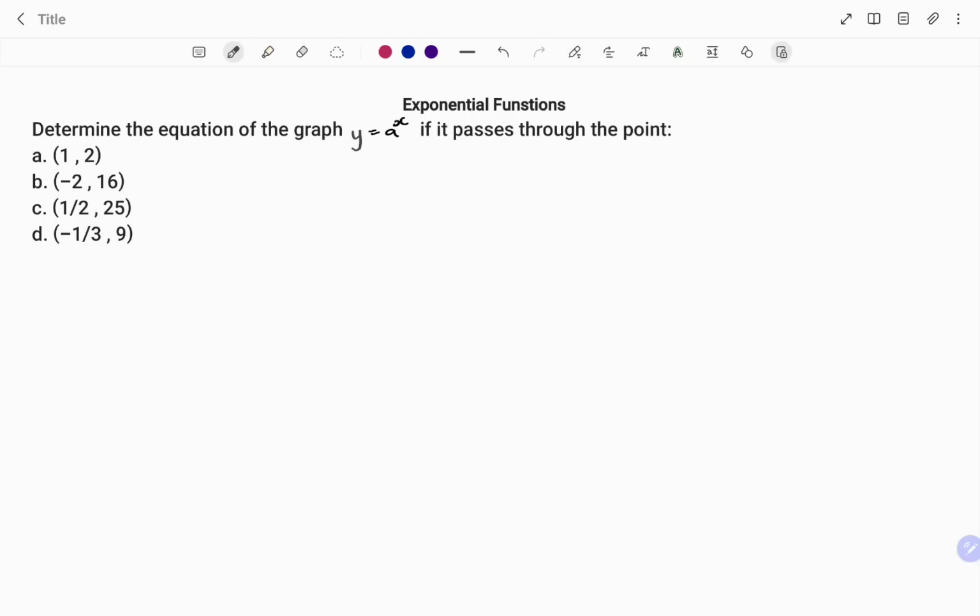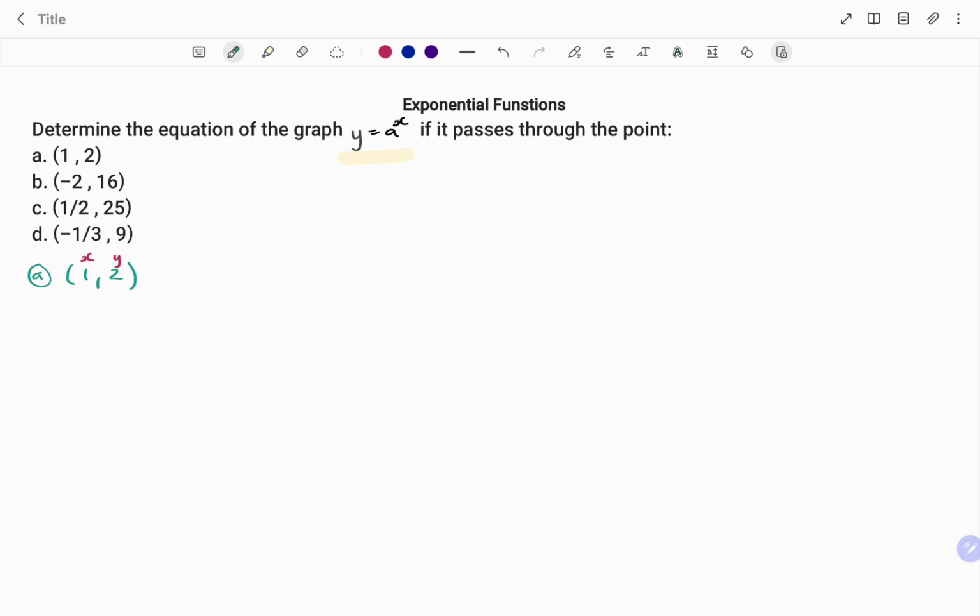In this video, I'm going to show you how to determine the equation of the exponential graph that passes through the following points. In the question, we've been given the standard equation of the graph to be y equals a to the power of x. To determine the equation of the graph passing through the first point, x is 1, y is 2, I'm going to tag that. We have x is 1 and y is 2.